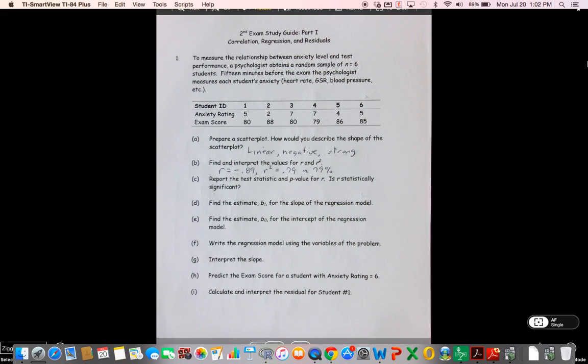I gave you the breakdown on a previous video, what determines what the cutoff points are. And the R squared tells us that 79% of the variance in exam score can be explained by the regression on anxiety rating. And again, I gave you that. I wrote it out in a previous video, so you have that in your notes, or you should have that in your notes. All right, gang.